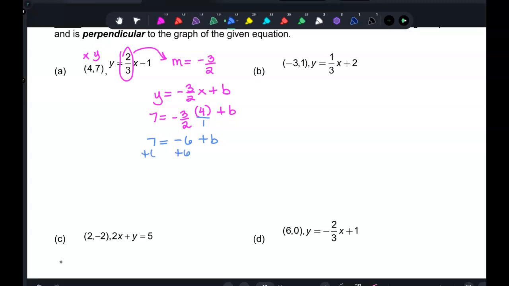Plus 6 plus 6. What do we get for b? What do we get for b? Oh, 13. 13.